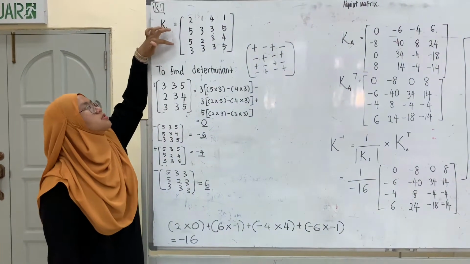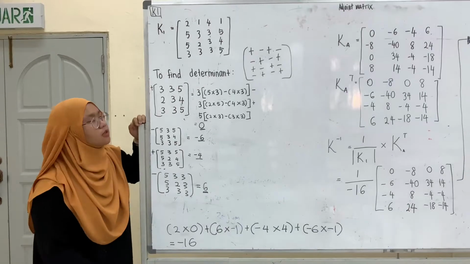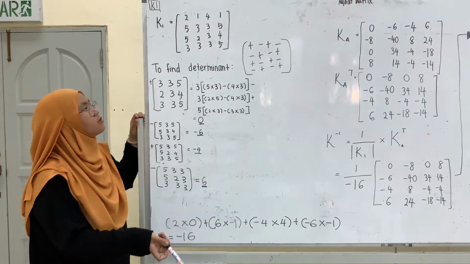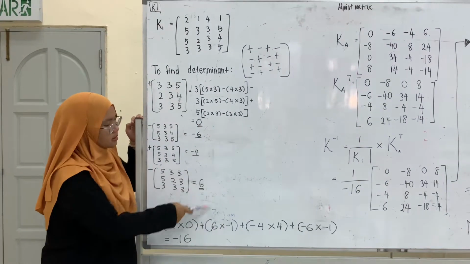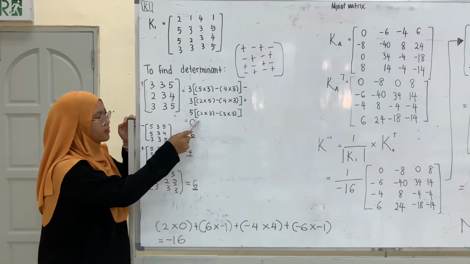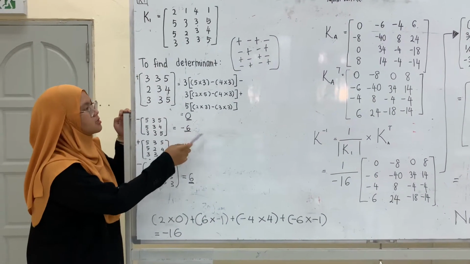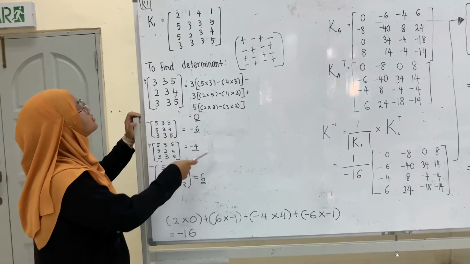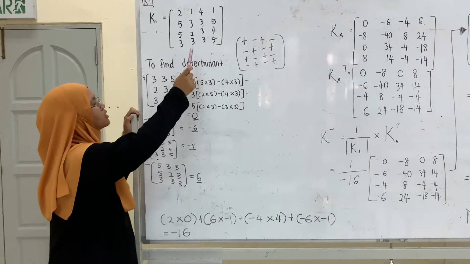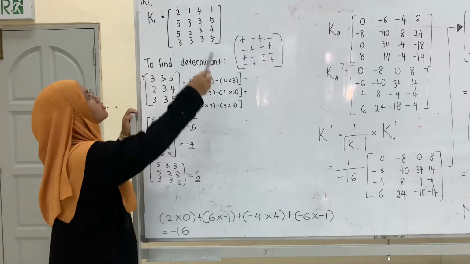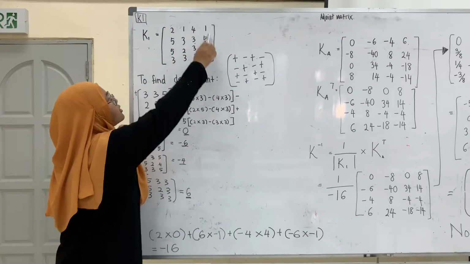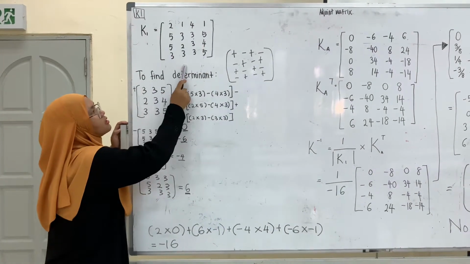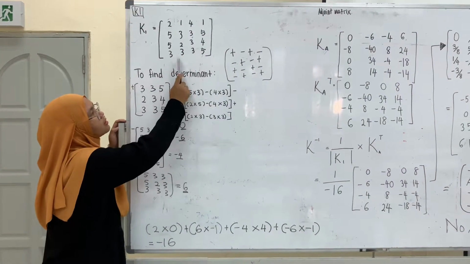We need to solve it to get the code. To get the code, we need to find the determinant. To find the determinant, we need to find the cofactor first. To find the cofactor, based on this matrix, we need to close the first column and the first row. So it will just leave 3, 3, 5, 2, 3, 4, 2, 3, 5.